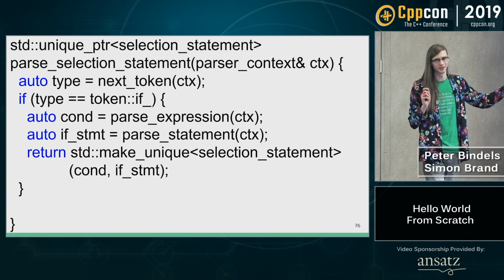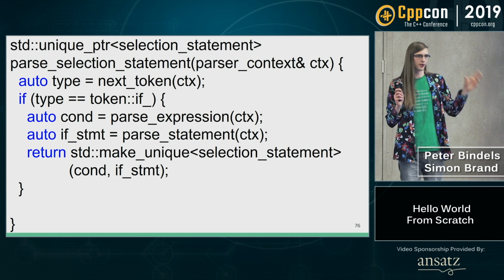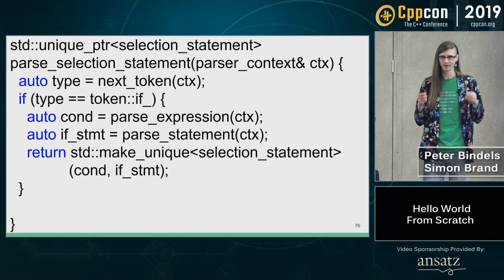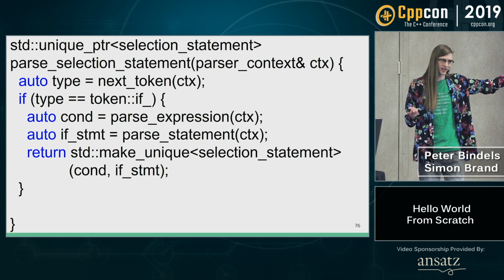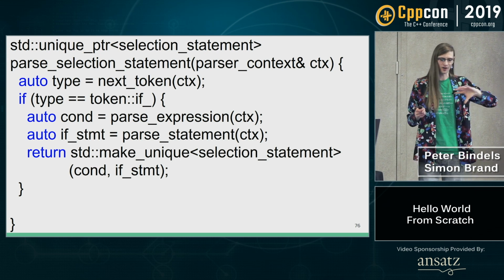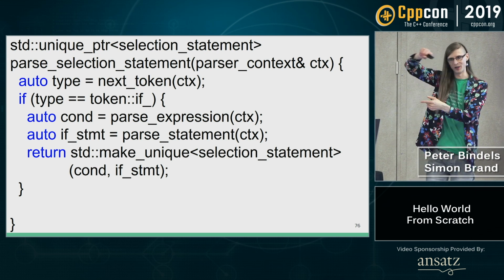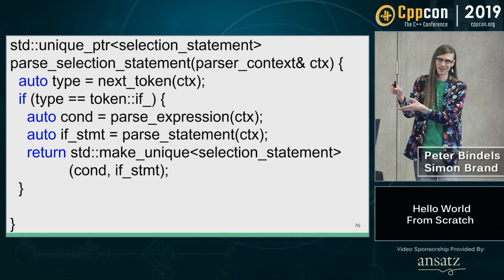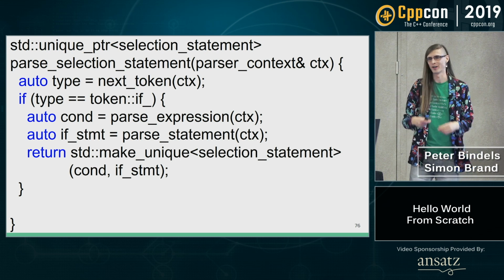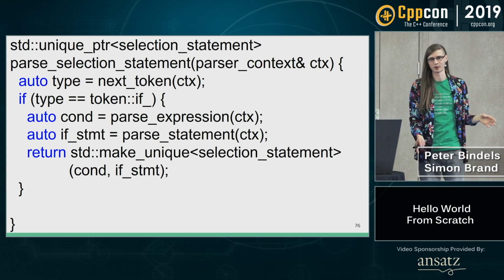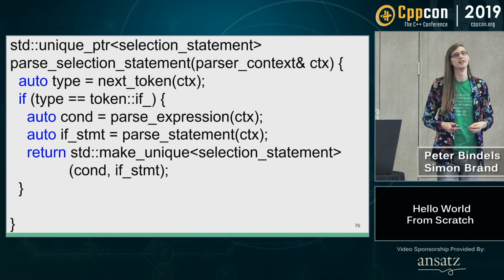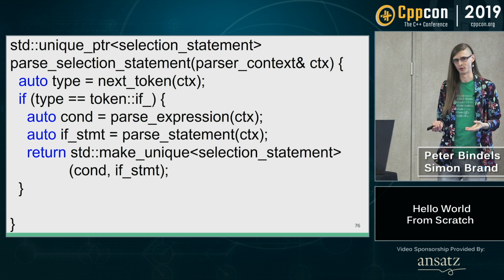But this is the gist of it. And this is called a recursive descent parser. The reason being, we're currently parsing a selection statement. And as part of that, we're going to parse our statement, which is within the if braces. And maybe that has another if in it, or it has a switch statement. So this kind of trickles down, and we have a bunch of recursive calls, which are parsing our program.